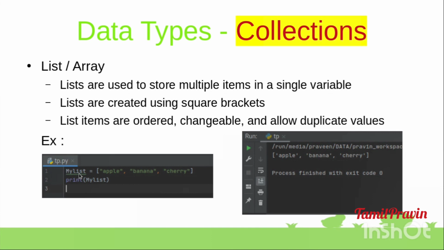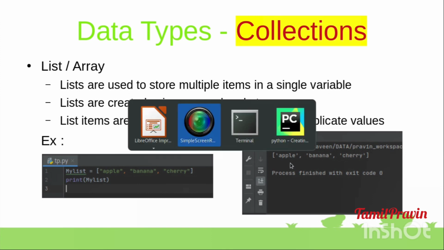Here the variable myList is declared as a list by using square brackets. Inside square brackets, it can store multiple items. Here I am showing an example to store string items like apple, banana and cherry, and I have printed the list. This is the result which shows on the right hand side saying apple, banana and cherry are list items. If it is a list item, it is represented with square brackets. Let's see more examples on the list data type.